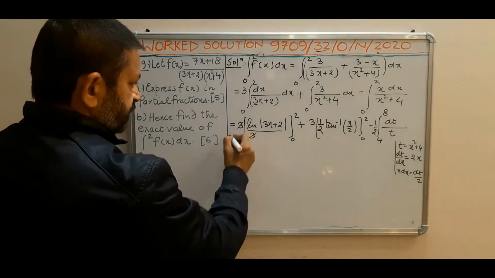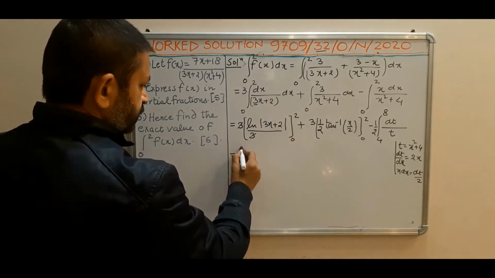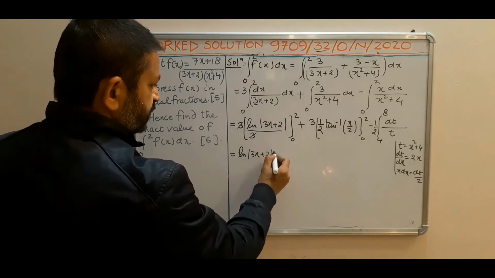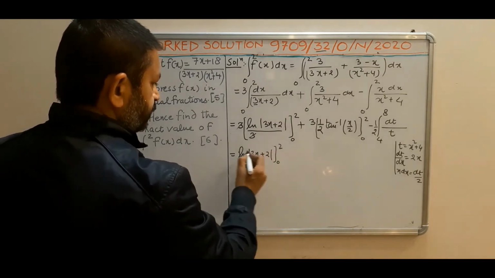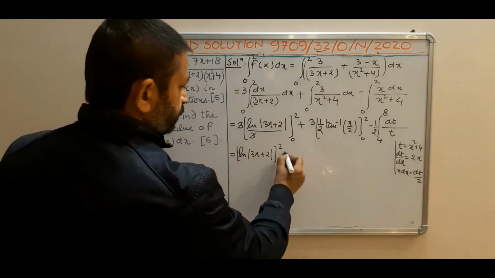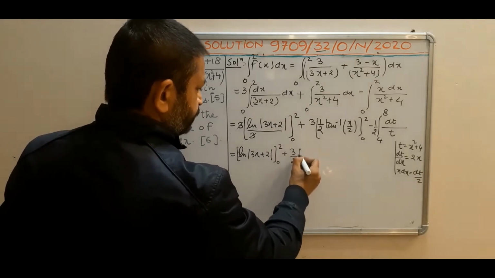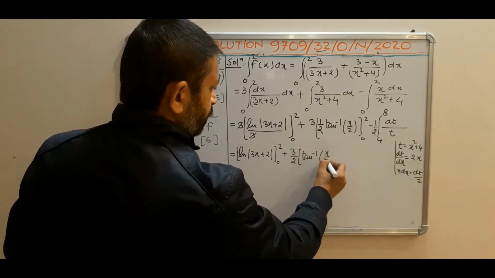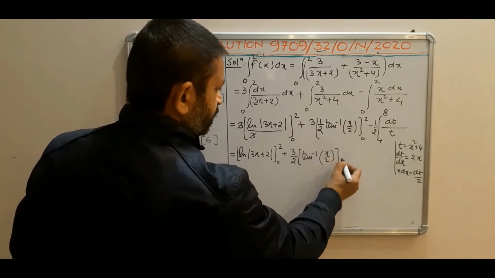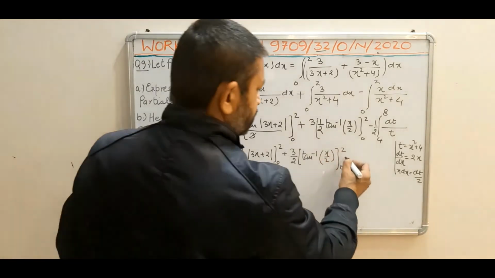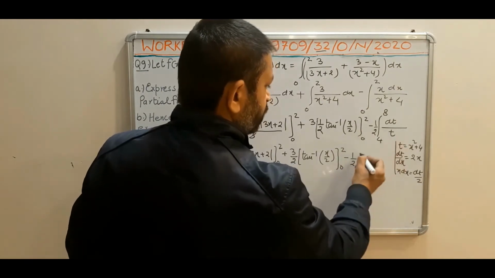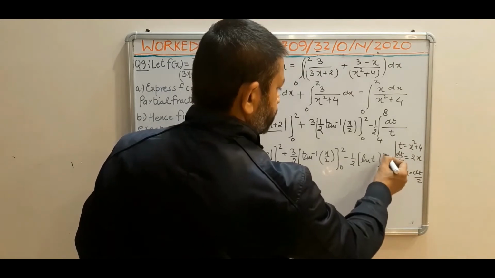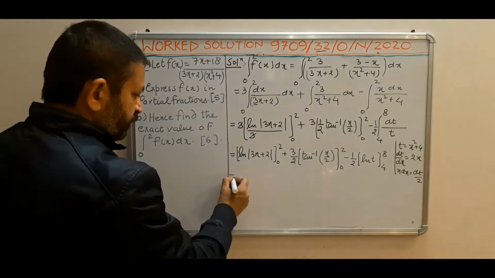So this 3 and 3 will get cancelled. We'll put limits later, okay? It will become 3 upon 2, tan inverse x upon 2. Limits are 0 to 2, and here it is minus 1 by 2. What is 1 upon t? It is ln t. Limits are from 4 to 8. Now finally we'll put limits for all.